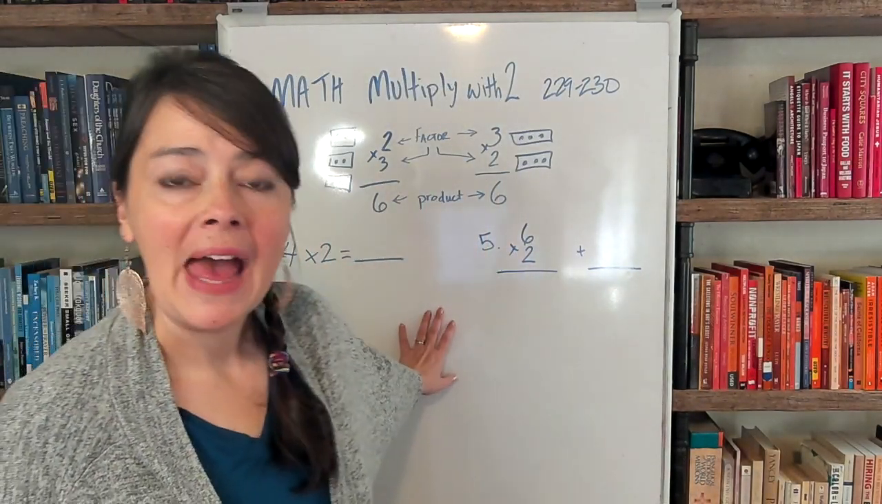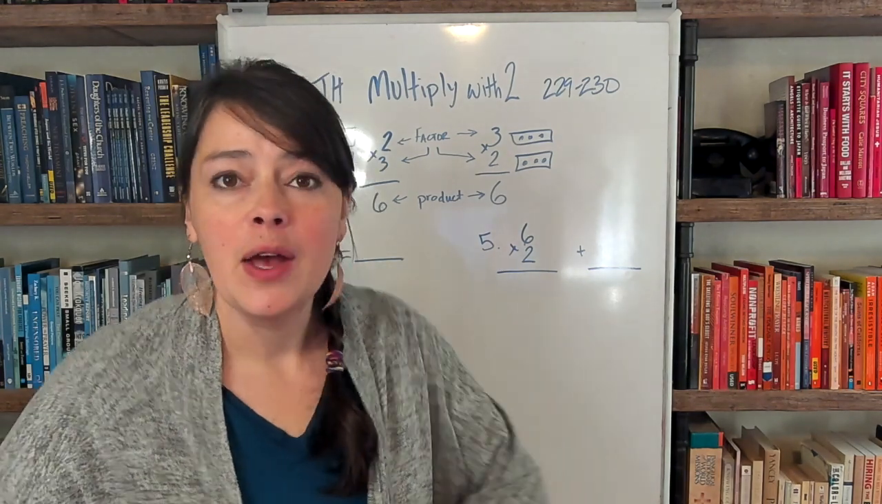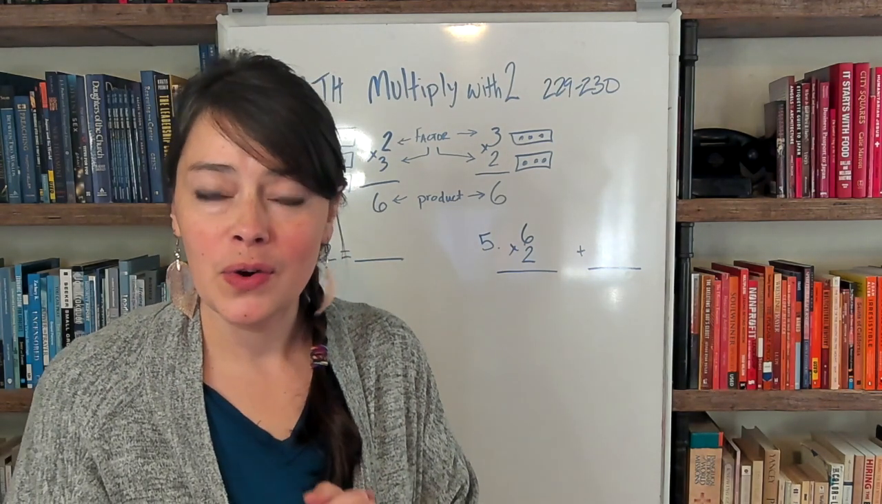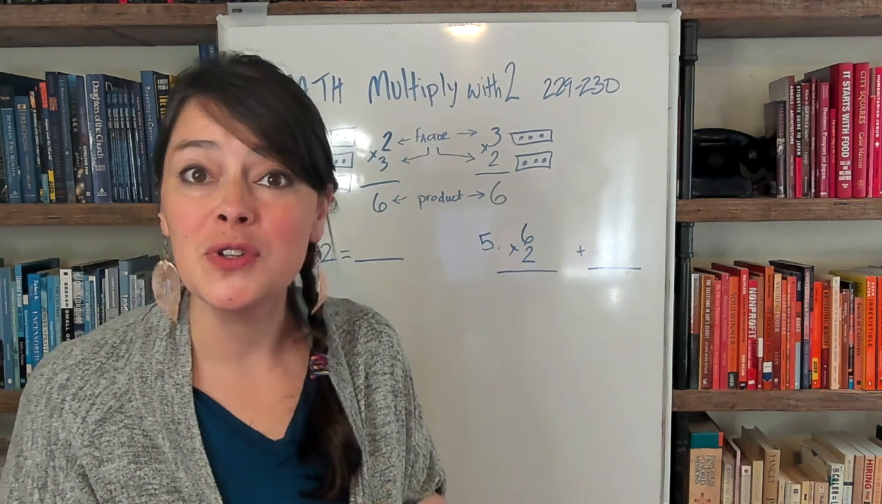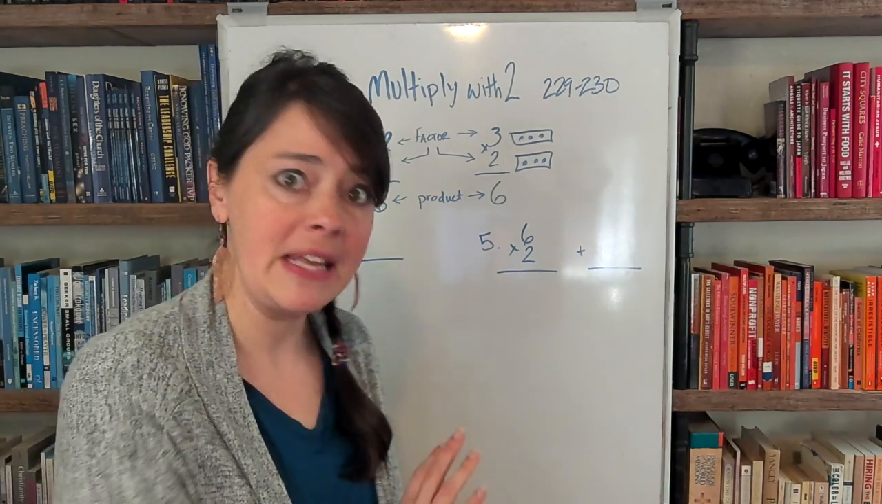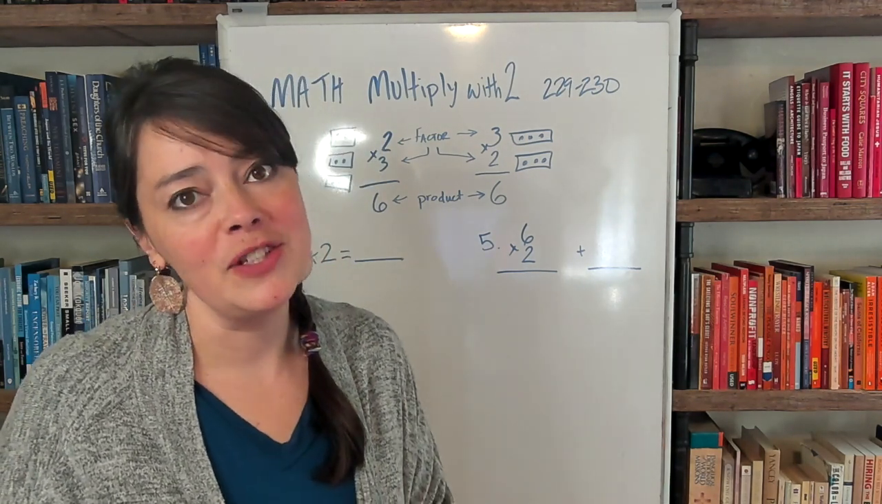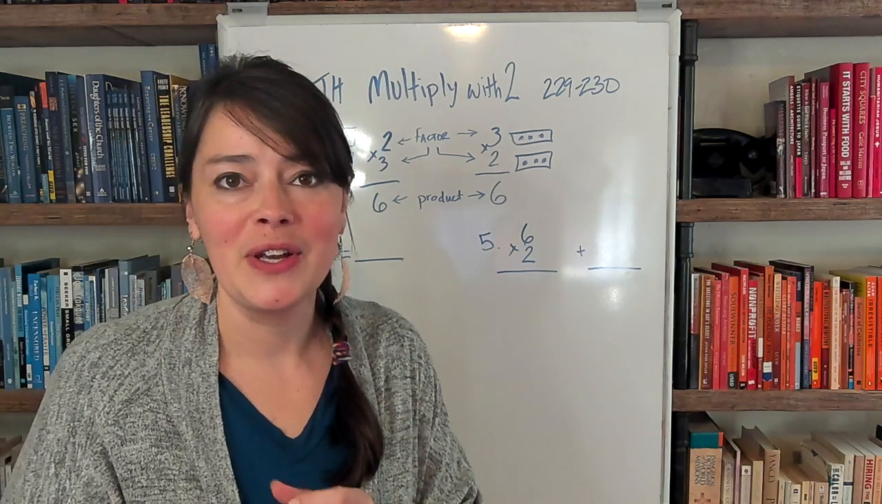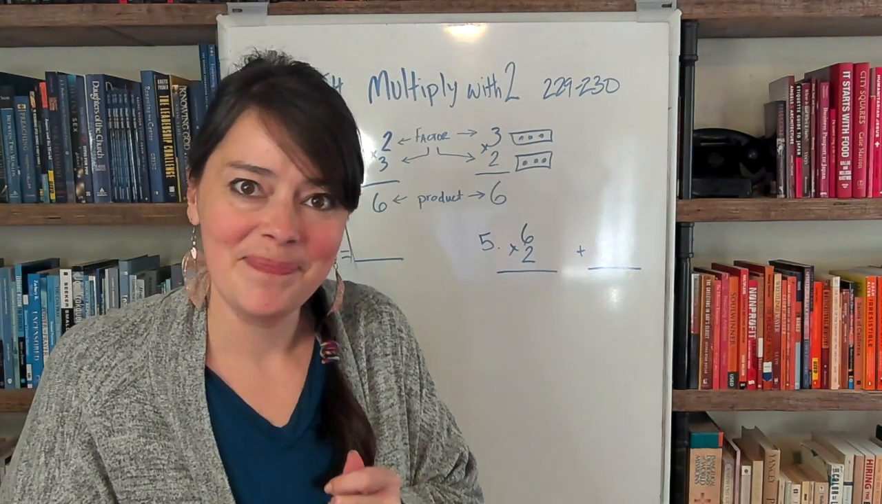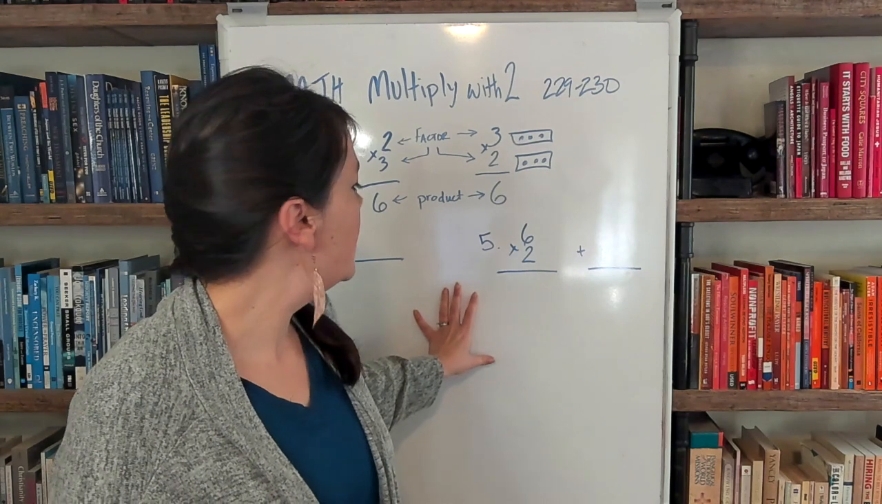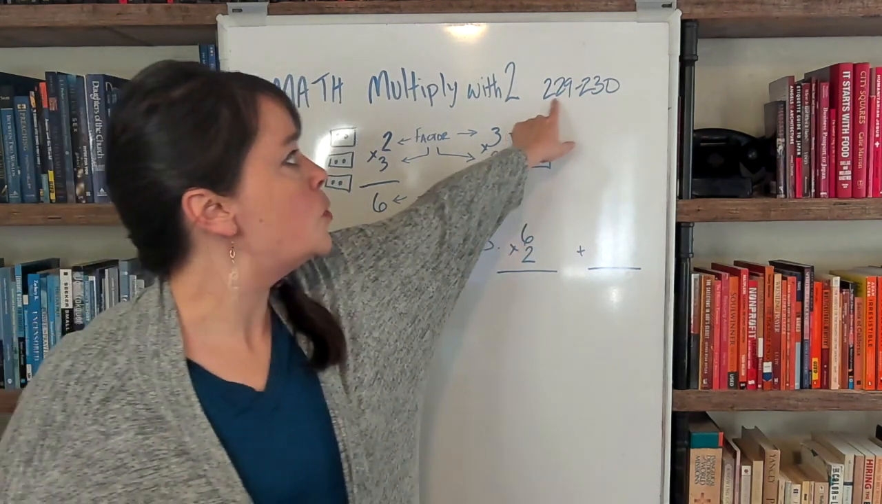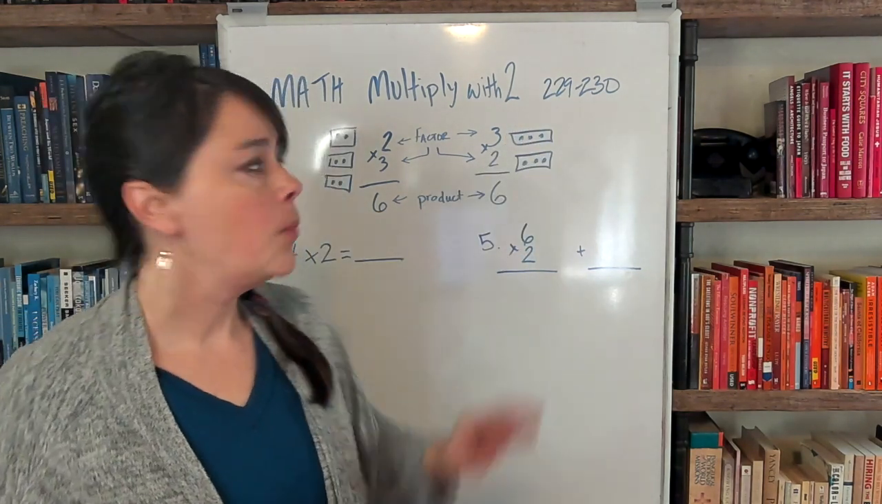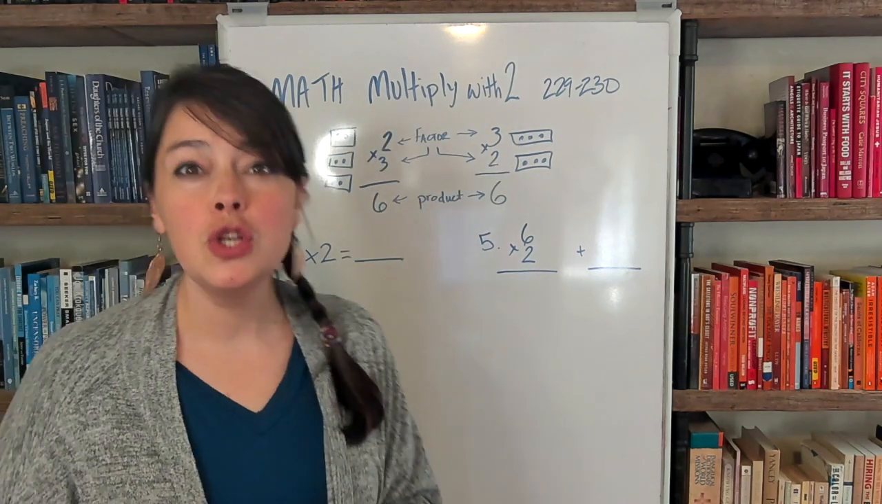We're going to do math first, and I hope you all had good luck with your math yesterday. We're working on our multiplying again. We took a little break from it to work on three-digit subtraction. Now we're going back to working on our multiplication again. The worksheet for today is 229 to 230, and we'll be doing multiplying with 2.